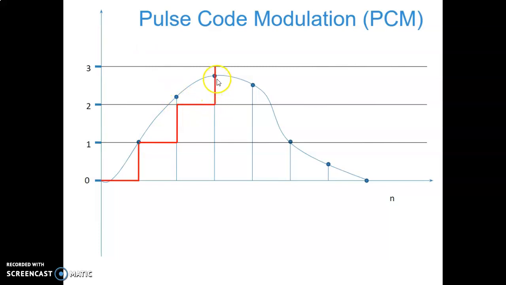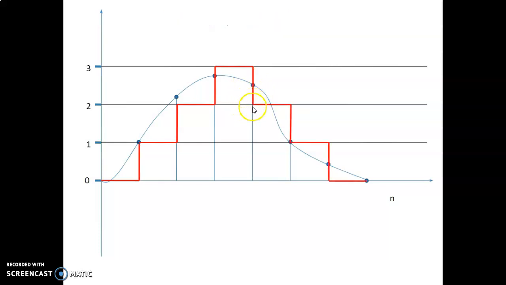Then again the next sample is between 2 and 3, but it is near to 3, so we are assigning a quantization level of 3. Again it will be holding. The next sample is again between 2 and 3, so assign a quantization level of 2. You can assign 3 also, but here we assign 2, and this is how the quantization is completed. You can see the analog signal, the sampled signal in this figure, and the red lines indicate the quantized signal after quantization.